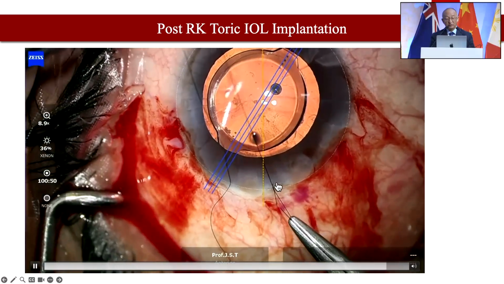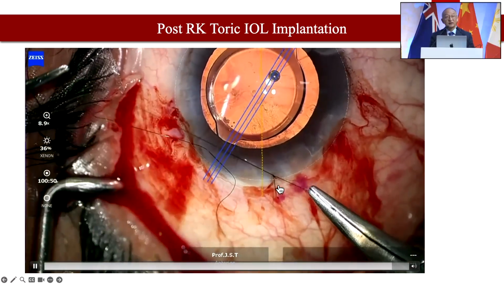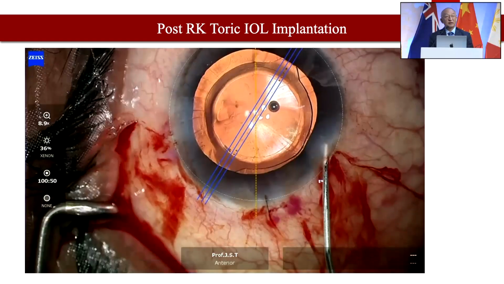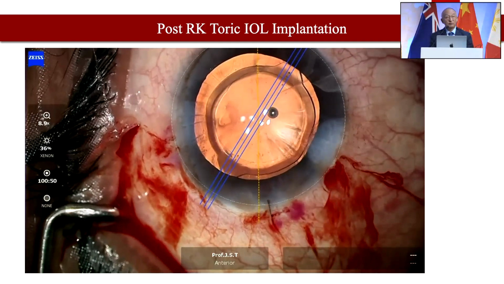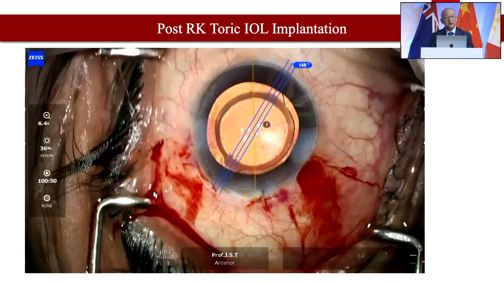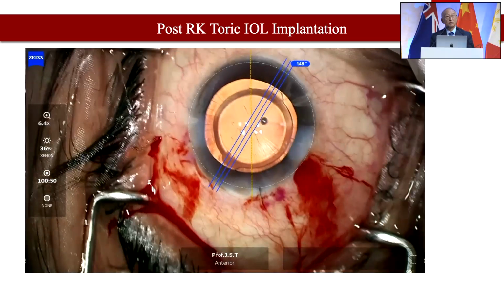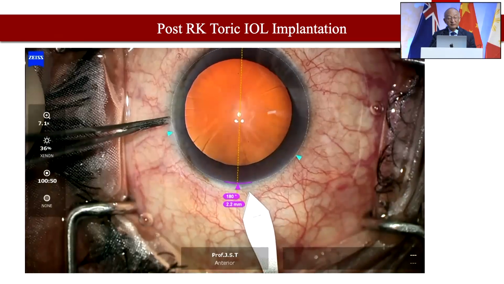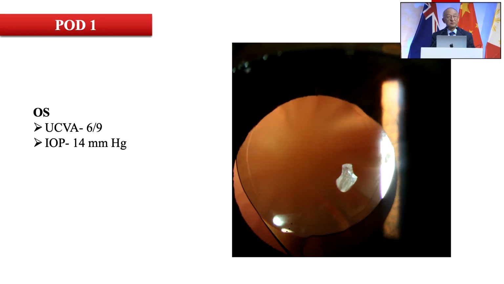Don't try to hide it too much, otherwise the wound gets split. So this is one teaching in a post-RK patient where incisions are very close and very long. Always try to suture the main wound so that you don't disrupt or split the wound. That will cause induction of a new astigmatism and things can be very difficult. So this suture can be removed after a week or 10 days and the patient's visual acuity will be better.